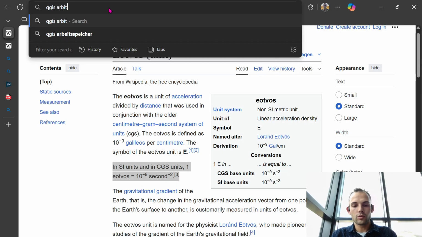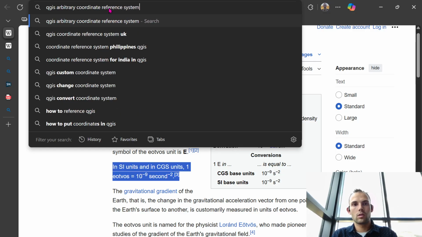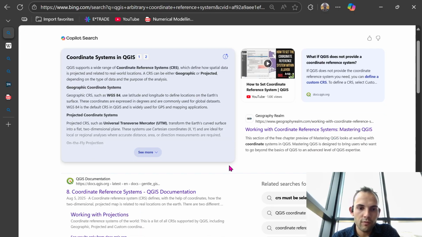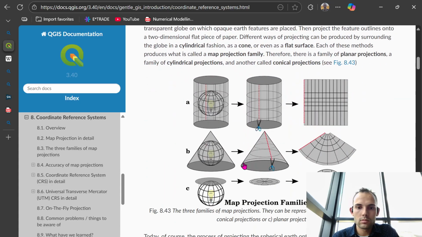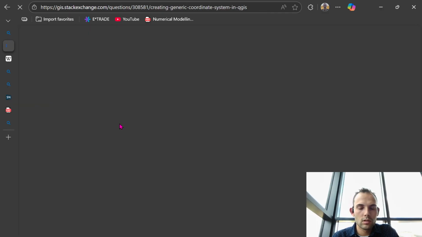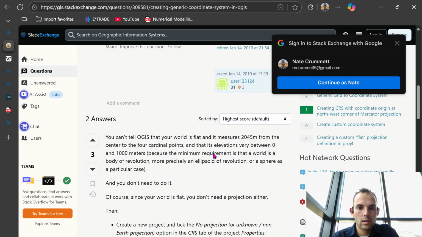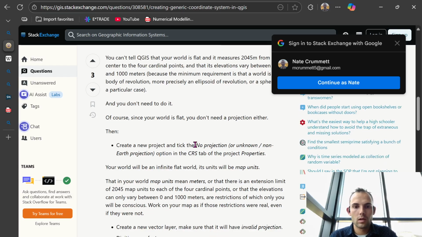QGIS arbitrary. Alternatively, we could just find points in Colorado. The world is flat. Click on a new and click no projection in the CRS tab of properties.